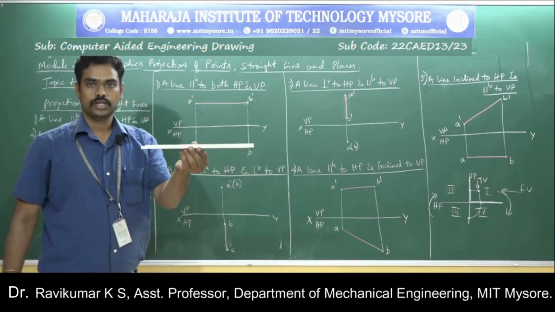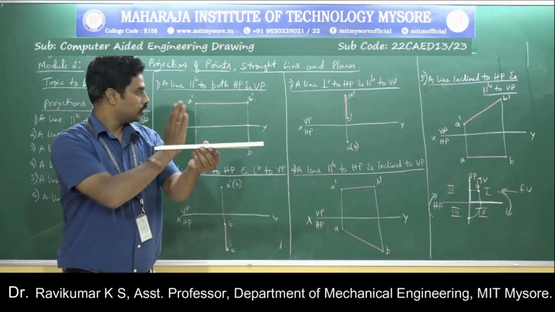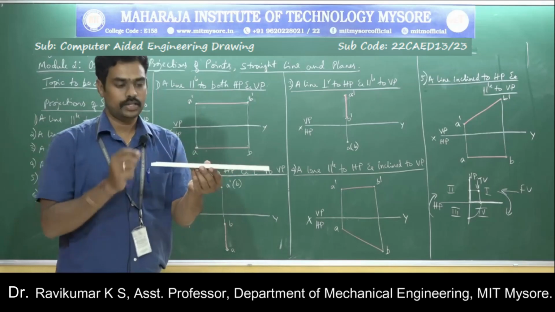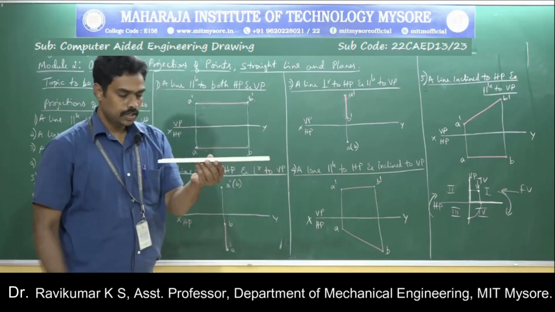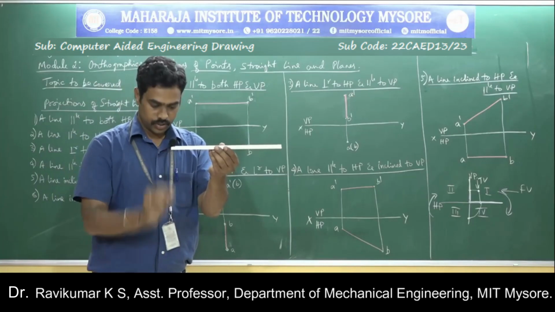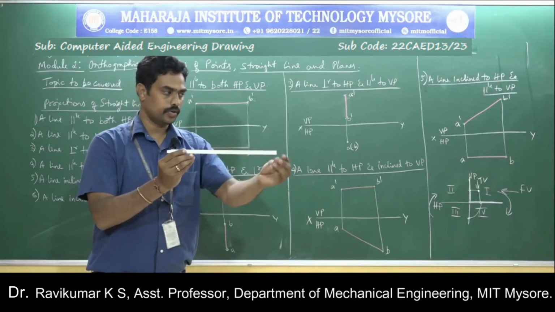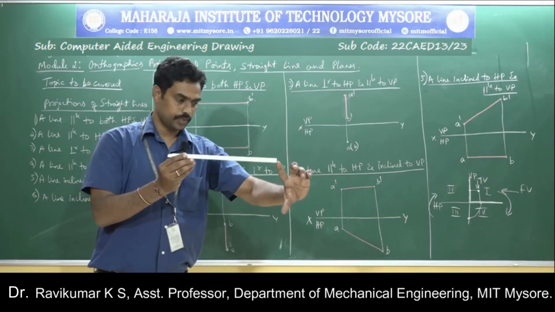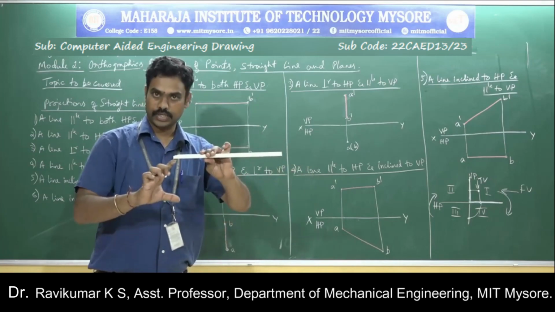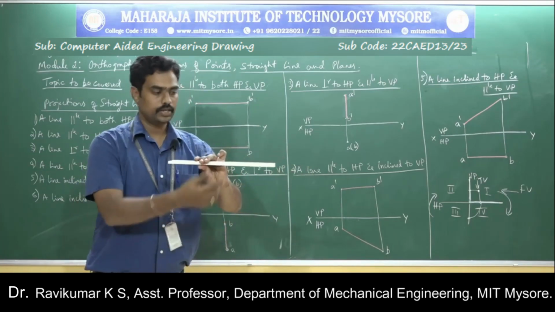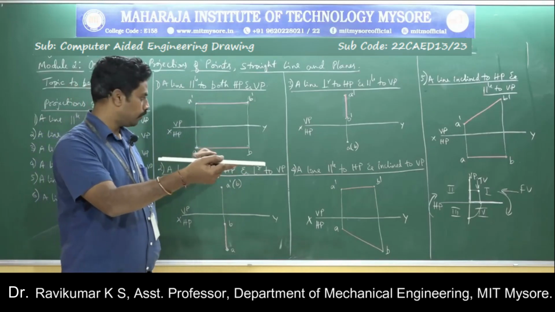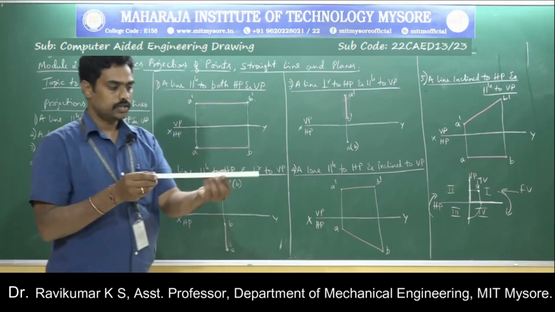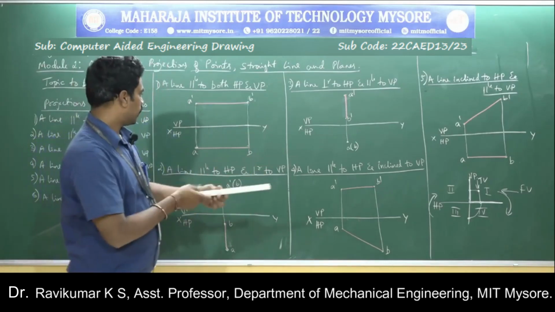Now I am keeping the line like this, so it is parallel to both VP as well as HP. Now, how can you define this is parallel? Look, the distance from this point to the horizontal plane and the distance from this point to the horizontal plane, if it is same, then it is parallel to that particular plane. Then the distance from this point to the vertical plane and this point to the vertical plane, if it is same, then it is parallel. Okay, so this is parallel to both the planes. That is what I have written here.